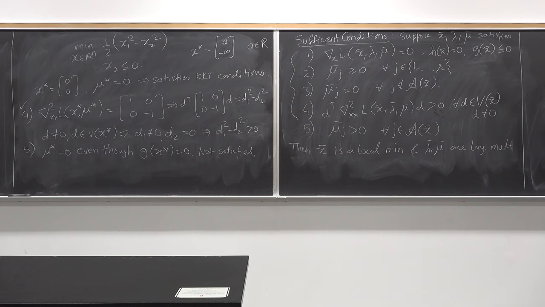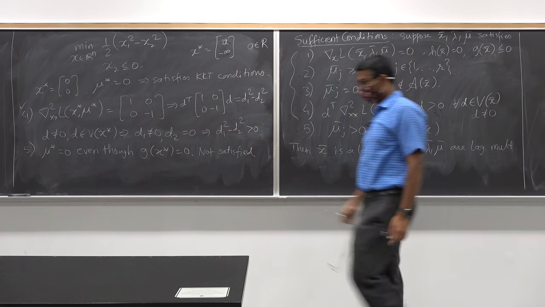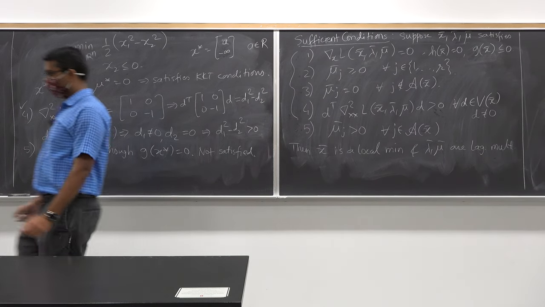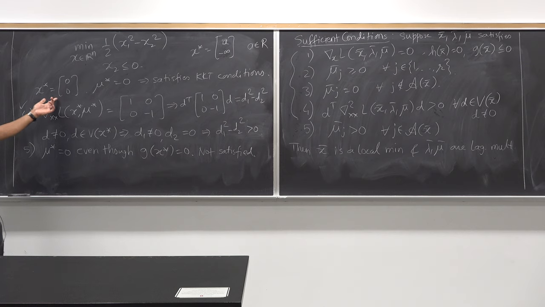So x star equals to 0 and mu star equals to 0 is not a local minimum solution because it doesn't satisfy the sufficient conditions. Well, actually that statement is incorrect. There is no way for us to guarantee that this is a local minimum because it fails the sufficient conditions for optimality. Any question on this before I move on to the next topic?